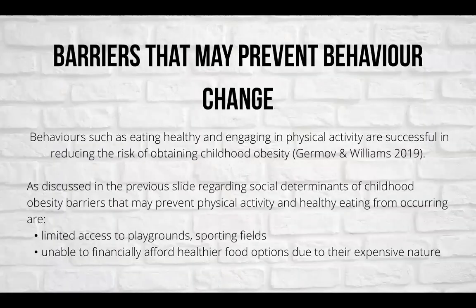Barriers that may prevent behaviour change. Behaviours such as eating healthy and engaging in physical activity are successful in reducing the risk of obtaining childhood obesity. As discussed in the previous slide regarding social determinants of childhood obesity, barriers that may prevent physical activity and healthy eating are limited access to playgrounds, sporting fields, and being unable to financially afford healthier food options due to their expensive nature.